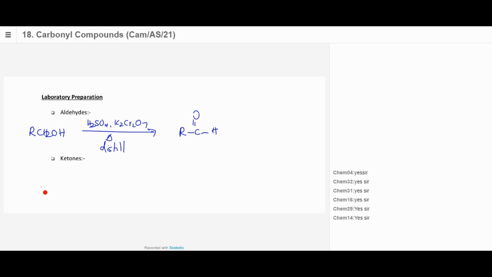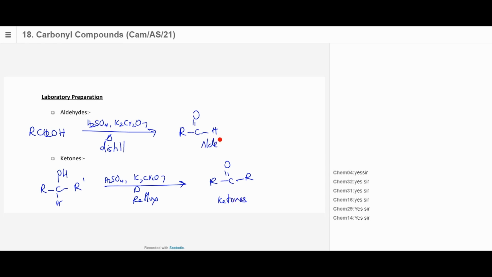As for the ketones, you take any propan-2-ol type secondary alcohol. You can oxidize it in the presence of an acidified oxidizing agent, acidified with sulfuric acid. You can use KMnO4 or K2Cr2O7 and heat under reflux, and you get the ketones. So this is how aldehydes and ketones are made. Please copy this. This is a primary alcohol, and that is a secondary alcohol.